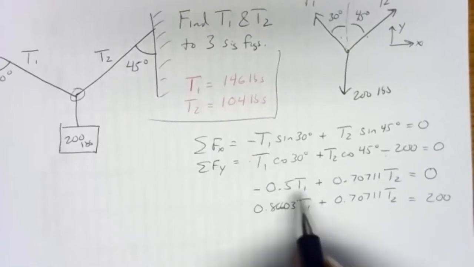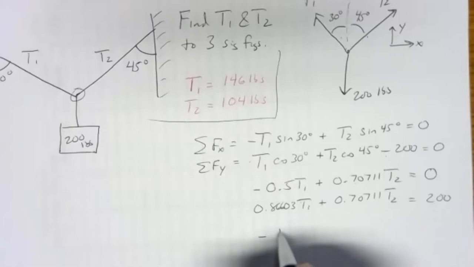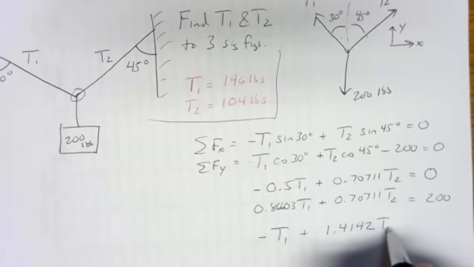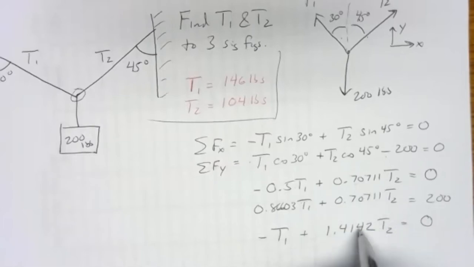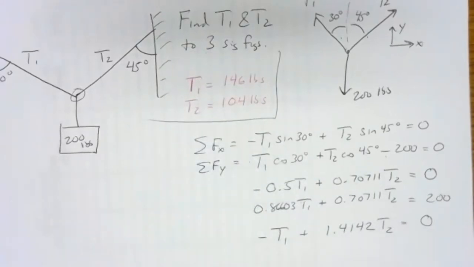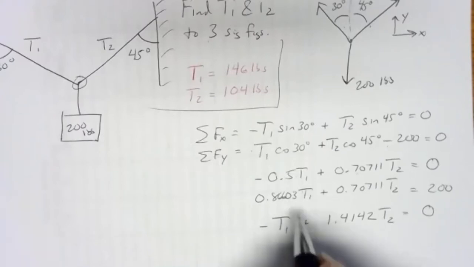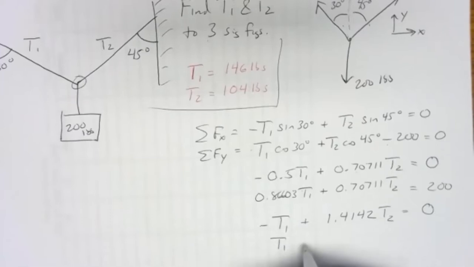So if I divide the first term by 0.5, I get negative t1. If I divide the second term by 0.5, I get 1.4142 t2. And if I divide 0 by 0.5, I just get 0. Now here I'm rounding to 5 sig figs since I want 3 good sig figs in the end. So that's my new x equation, cleaned up a little bit. The y equation, I'm going to divide by 0.86603. So I'll divide the first term by 0.86603. That'll give me a positive t1.